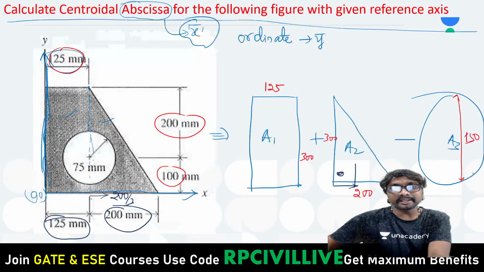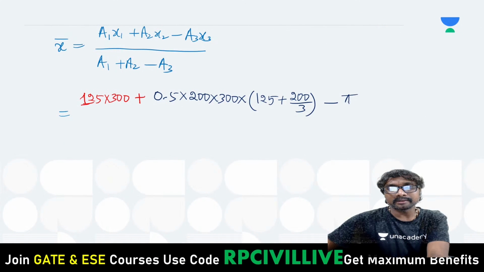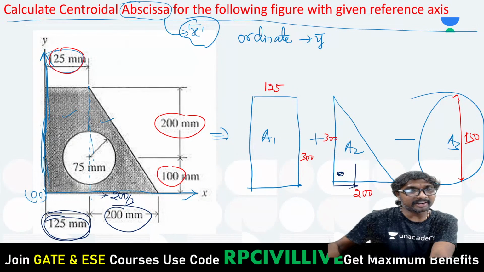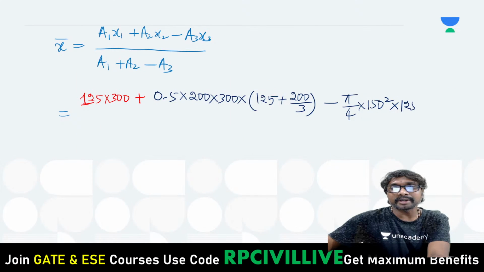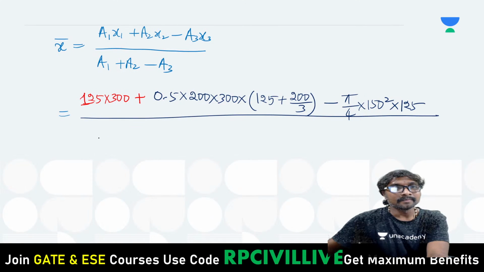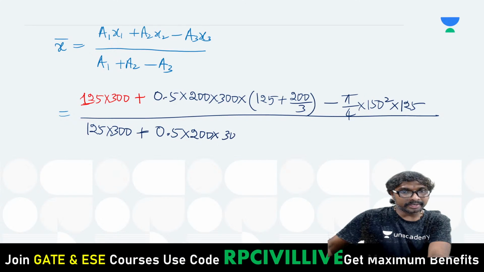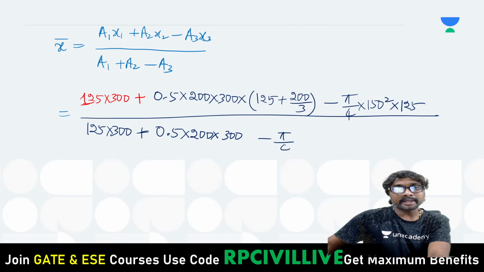Minus what is the circle? A3. Pi by 4 into 150 square, into what is that? You can say it's the centroidal distance. 125 is the centroidal distance, no? Yes or no? This 125 is its centroidal distance or not? Yes. Directly you can write this 125 divided by 125 into 300 plus 0.5 into 200 into 300 minus pi by 4 into this 150 square, like that.